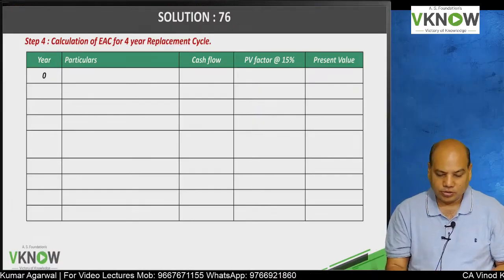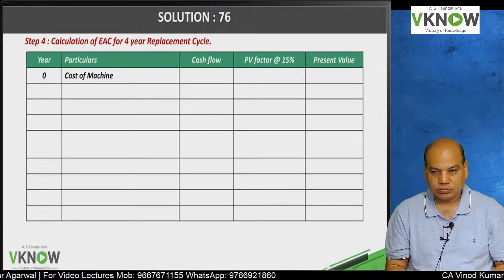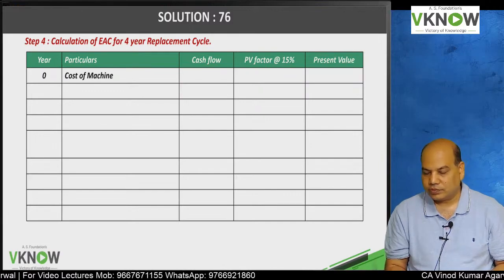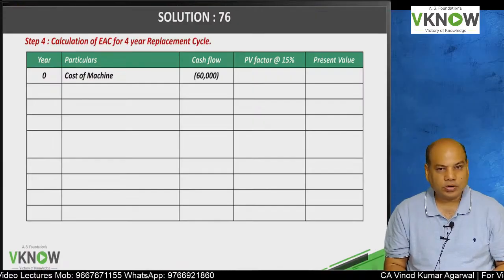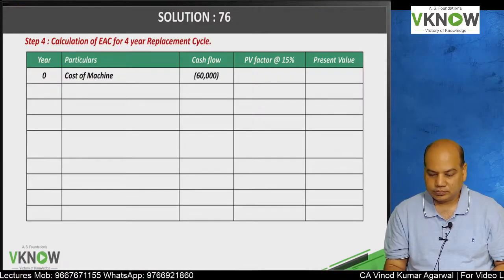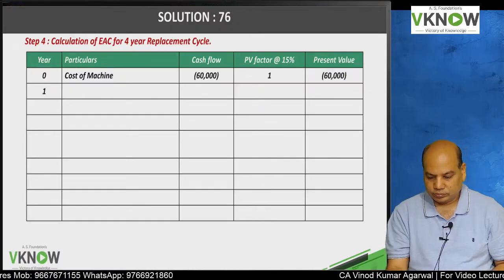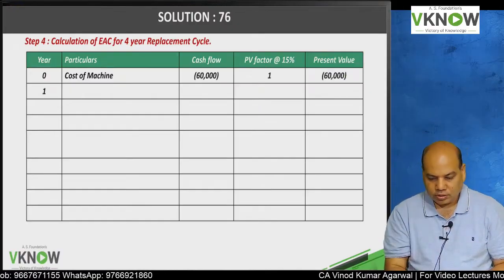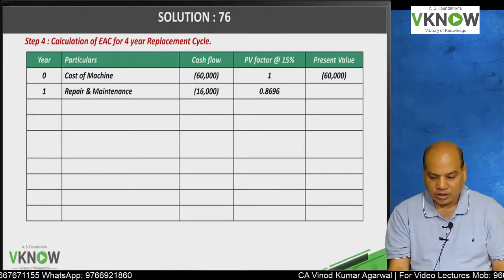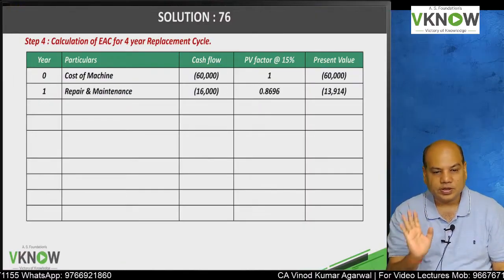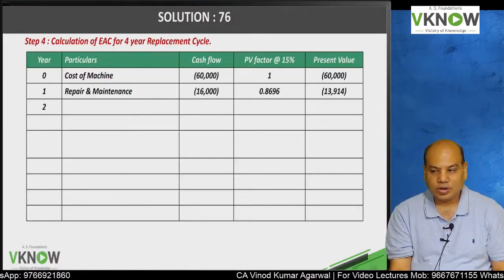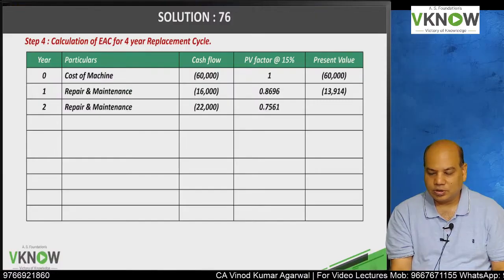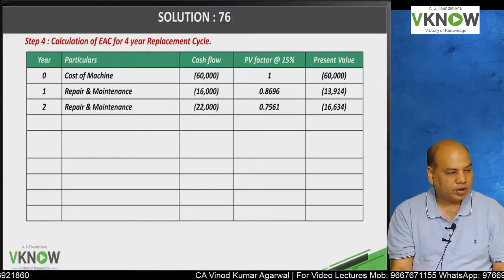Come on students. Year 0, cost of the machine, 60,000. Year 1 repairs and maintenance 16,000. Copy the factor and present value from the previous table to save time. Year 2 repairs and maintenance 22,000. Copy from the previous table, factor and value.